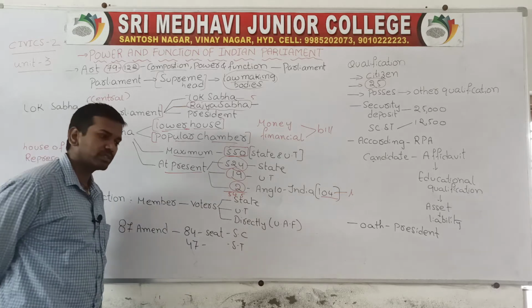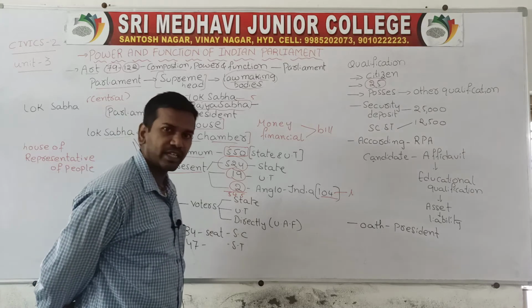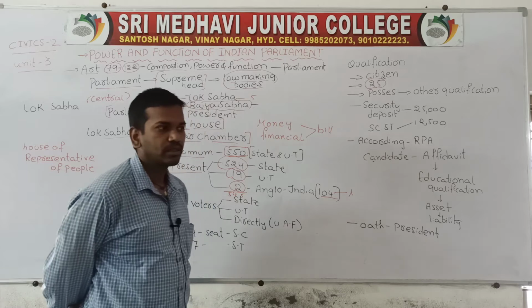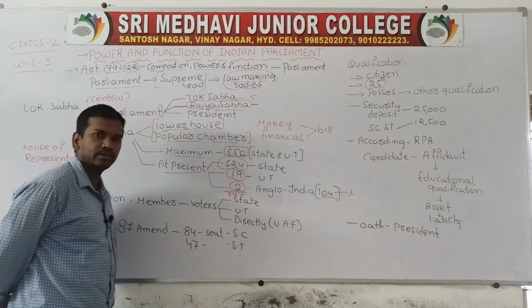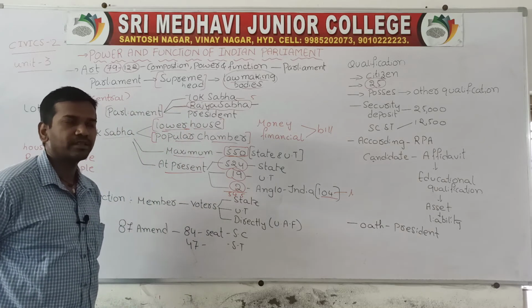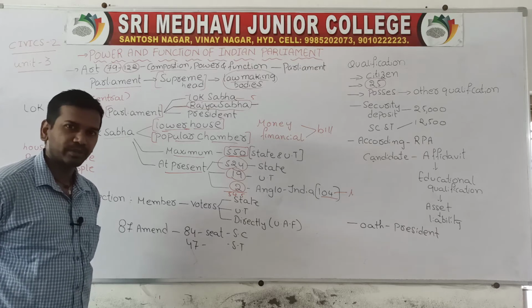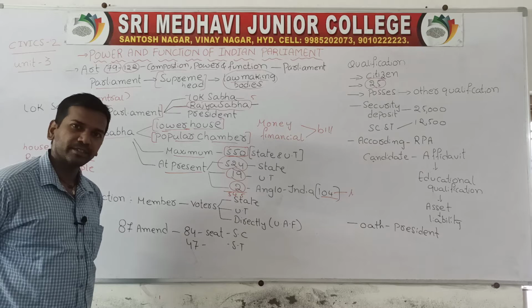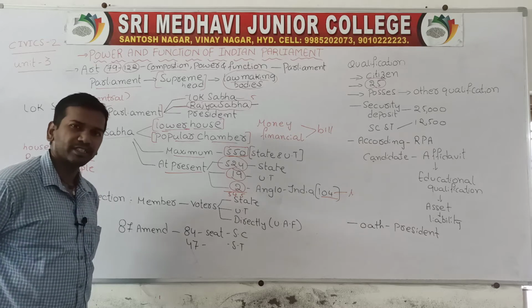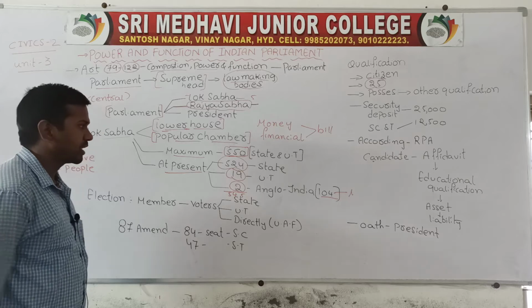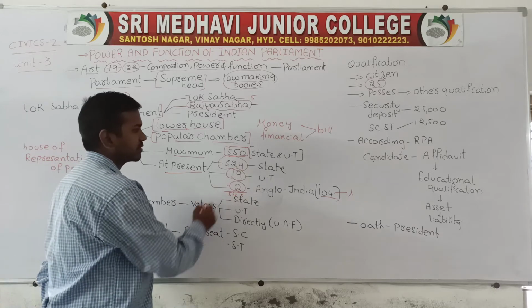Anglo-Indians means those whose nativity is from India and also from another country, who are residents of both countries. Either the parents are Indian, and if the child is born in another country, they are also called Anglo-Indians. If the father is from India and the mother is from a foreign nation, then the son will be called an Anglo-Indian. So two Anglo-Indians should be appointed.